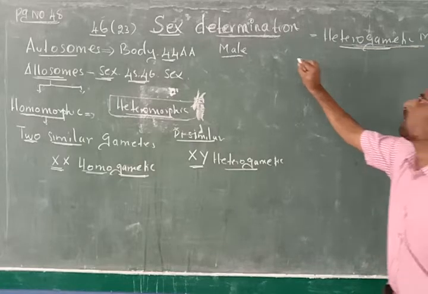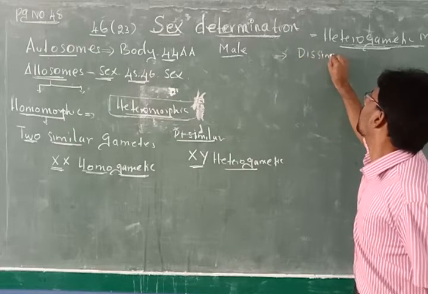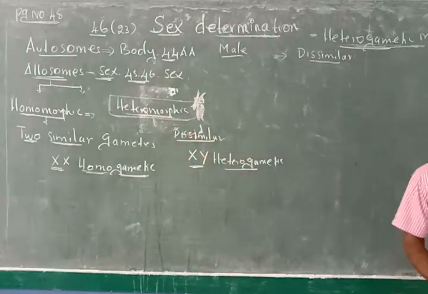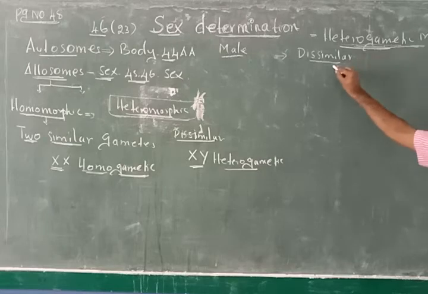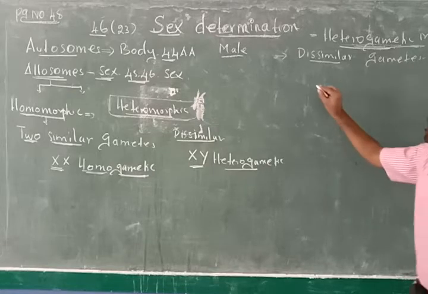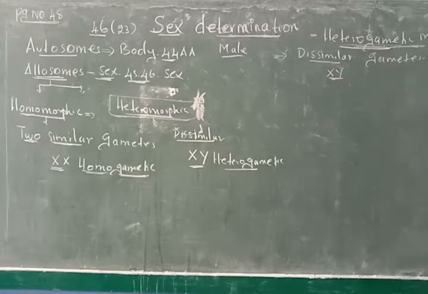So what is heterogametic? Hetero means different. Here you will have similar gametes, and here you will have dissimilar gametes. So when you talk about heterogametic, it is dissimilar gametes. Who is dissimilar here? The male has heterogametic, in the sense that the male always produces dissimilar gametes. Is that clear? So for example, X and Y. These two chromosomes are not similar, they are entirely different. So this is called dissimilar gametes.